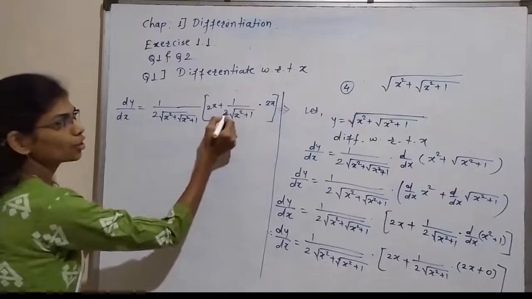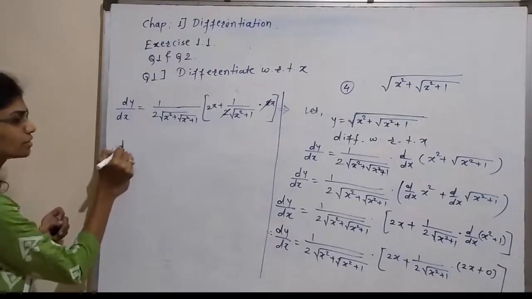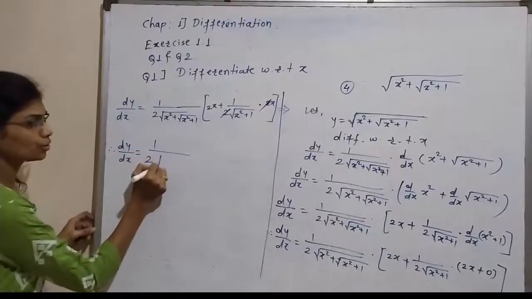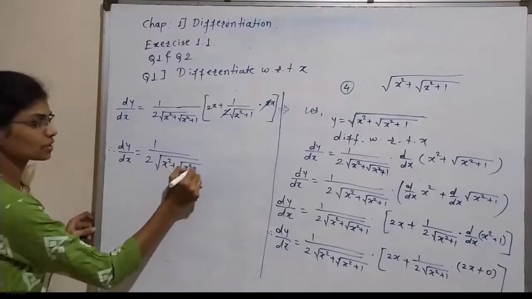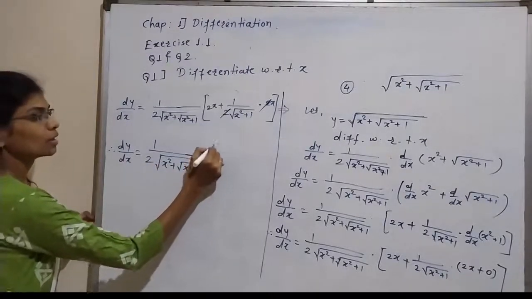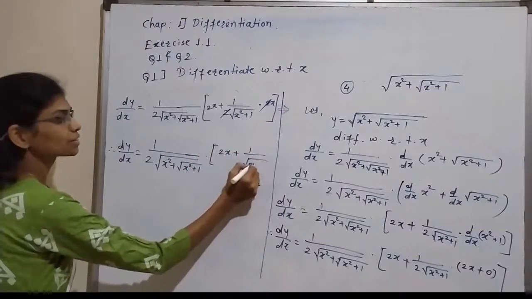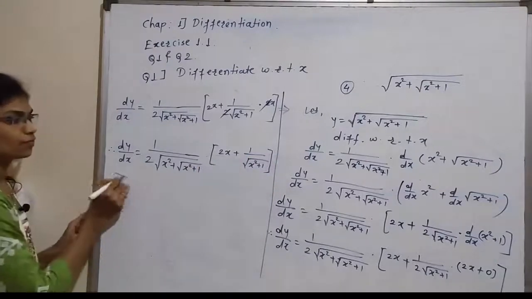From the numerator and denominator, that 2 gets cancelled. Therefore the final answer dy by dx is equal to 1 divided by 2 into square root of x square plus root of x square plus 1, in bracket 2x plus 1 divided by root of x square plus 1, and this one will be our screenshot.